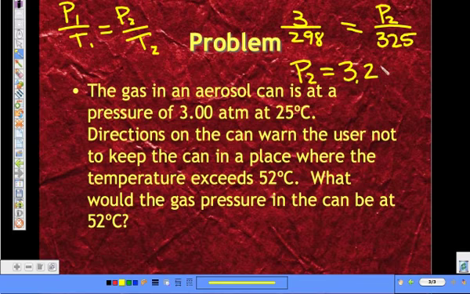3.27? So the can must not be able to withstand that amount of pressure. It would explode past that point, so that's why they have those warnings on it.